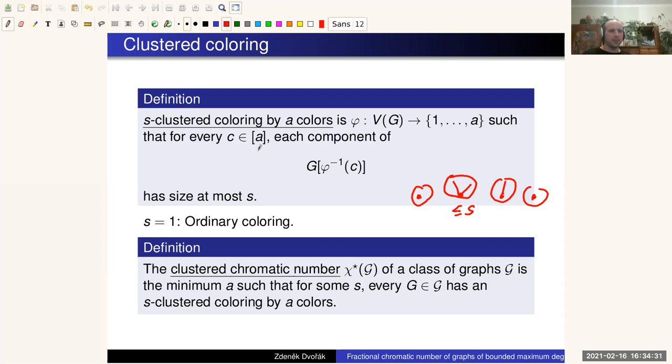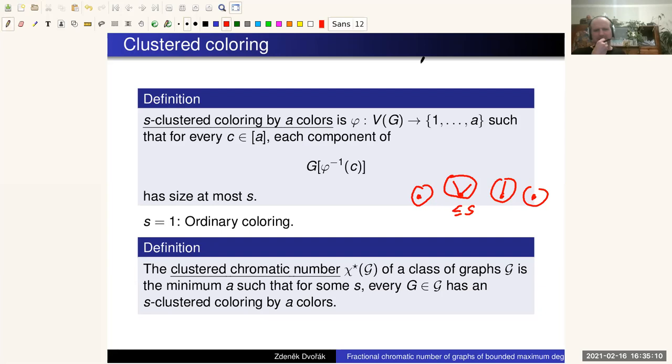And why is this notion interesting? Well, there are a lot of hard conjectures where we are stuck, and if you consider this relaxation, you can get at least somewhere. So in this clustered setting, we now have very nice results, let's say towards Hadwiger's conjecture and Heawood's conjecture, Hayashi's conjecture and things like that. So it's kind of an interesting notion.